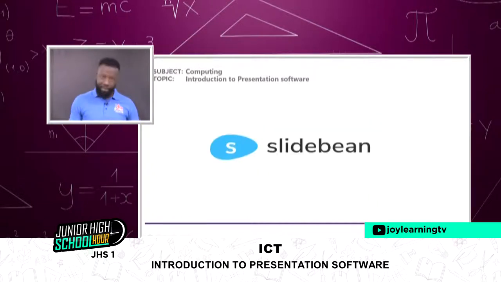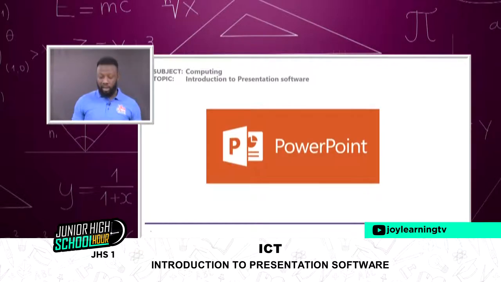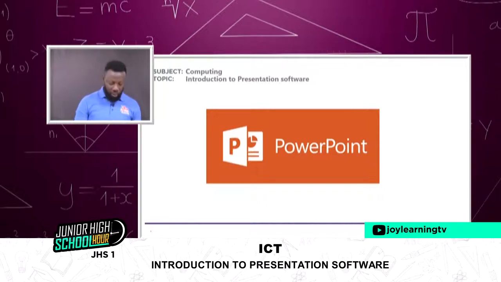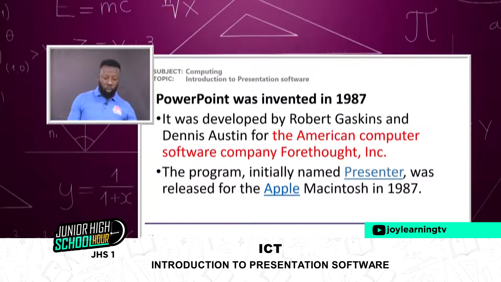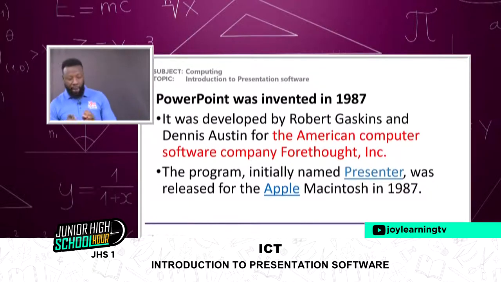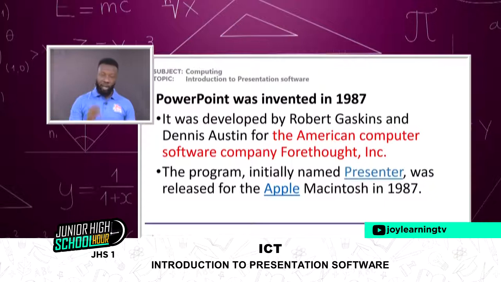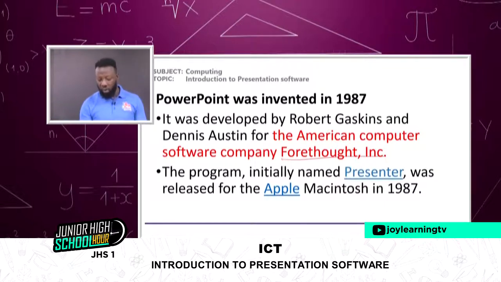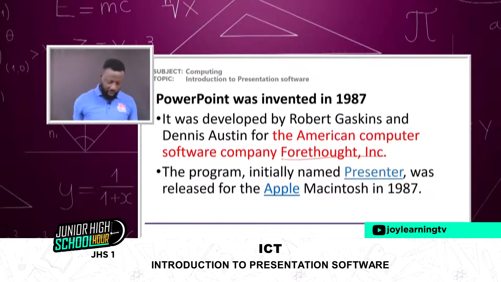Then we have Slide Bean. Now, PowerPoint. I want us to go back to history again. Now we are going to look at PowerPoint, how it came in and all those things. PowerPoint came in somewhere around 1987, developed by Robert Gaskins and Dennis Austin for the American software company Forethought Incorporated. So the name of the company is called what? Forethought Incorporated. To think ahead.